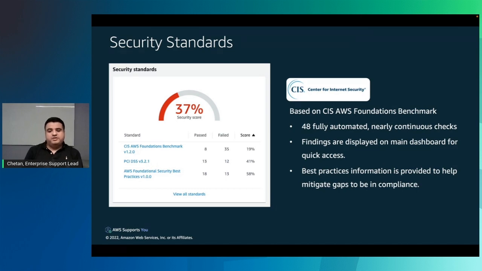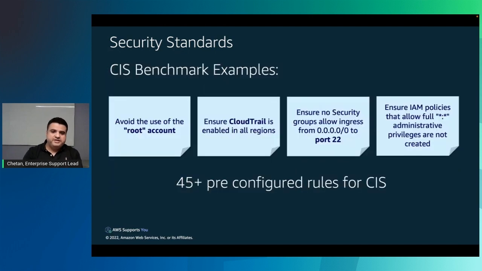When you click through the standards, you will see a summary of the controls, and you'll see what actions need to be taken. And then Security Hub also shows the informational best practices on how to mitigate those compliance issues. So let's look at some of the examples. For each control, the information includes the required AWS Config rule and the remediation steps.